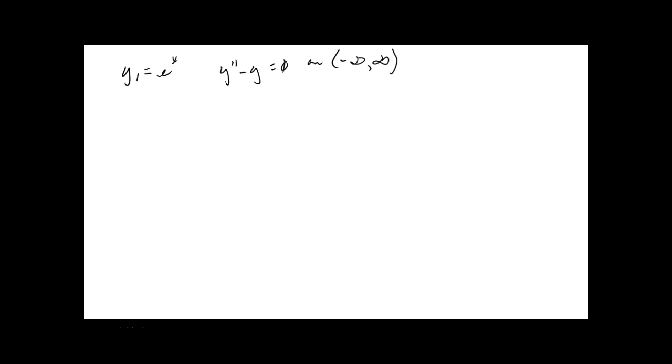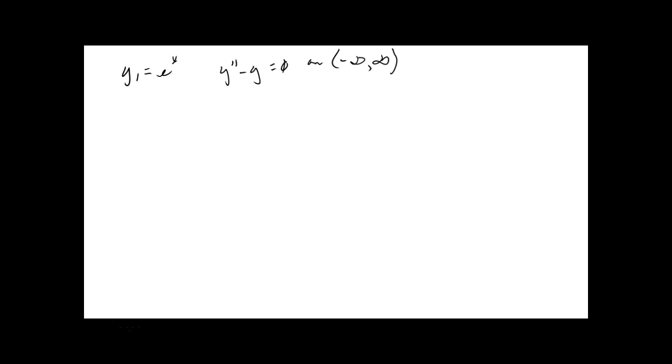All right. If y1 is e to the x, y prime of that is e to the x, right? Y double prime of that is e to the x, and y double prime minus y is equal to 0. So e to the x minus e to the x is 0. So yeah, we verified that. That's everywhere on all real numbers. That will work.